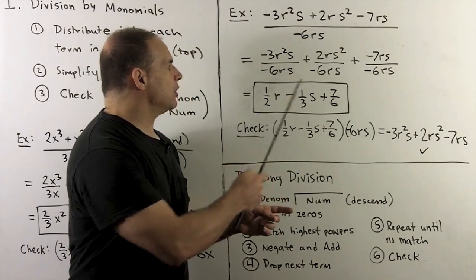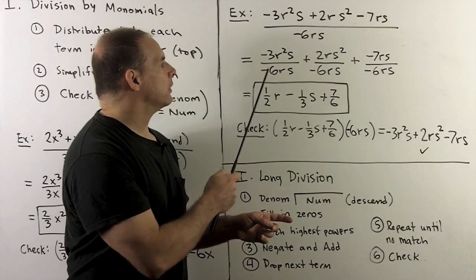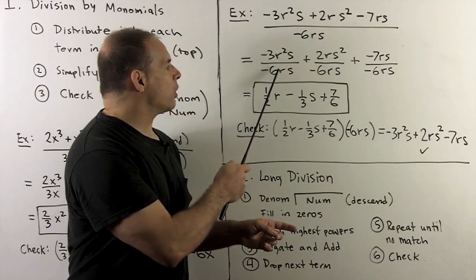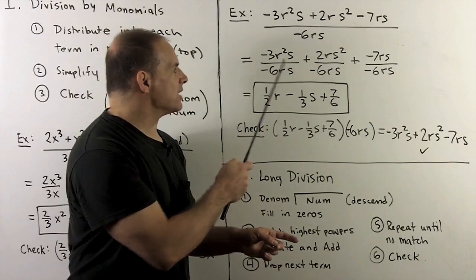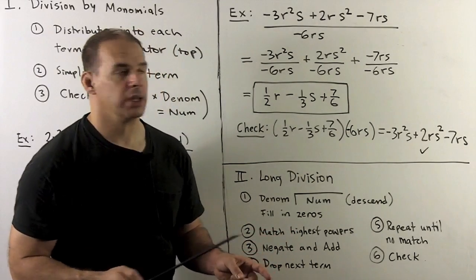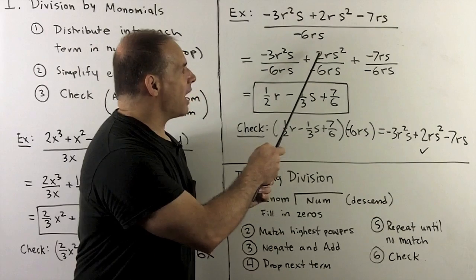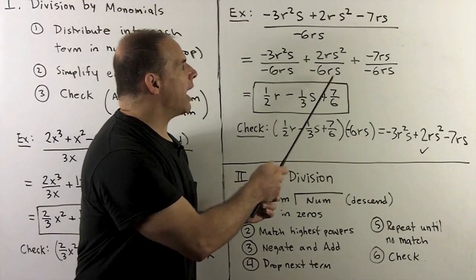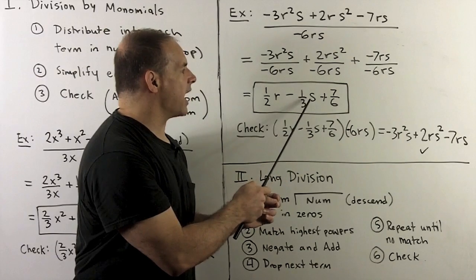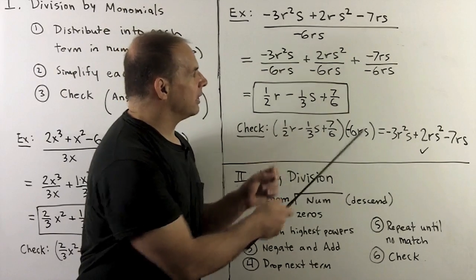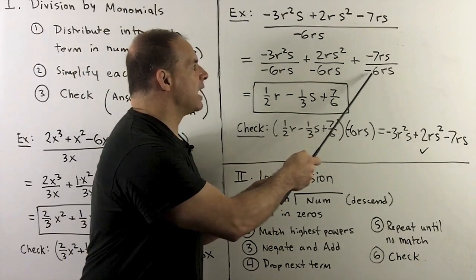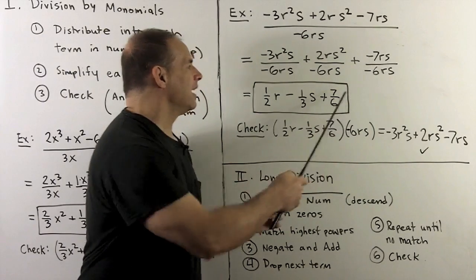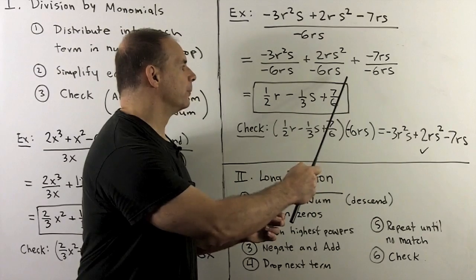Then we just simplify using our exponent rules. First term, the minus 3 and minus 6 become a half. R squared over r becomes r, and then the s's go away. Next term, I have a 2 over a minus 6, which becomes minus a third. The r's go away. S squared over s is just s. Finally, minus 7 over minus 6 is just 7/6. The r's go away, the s's go away, and then I have my answer.